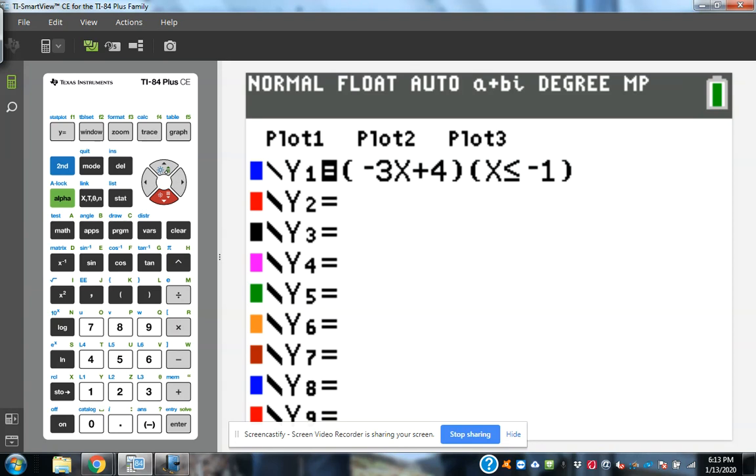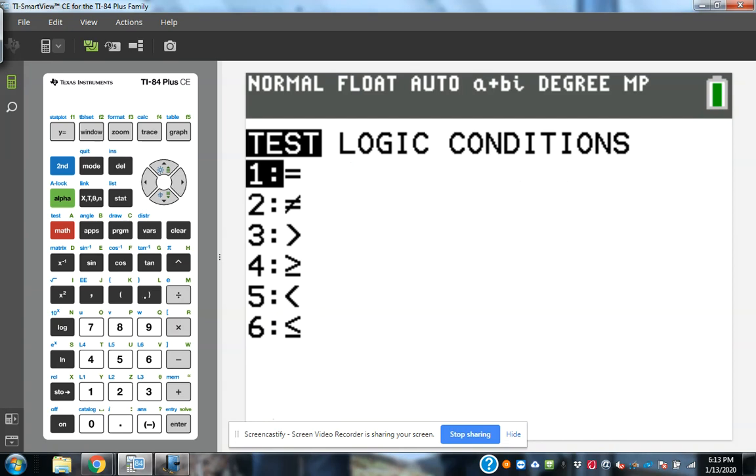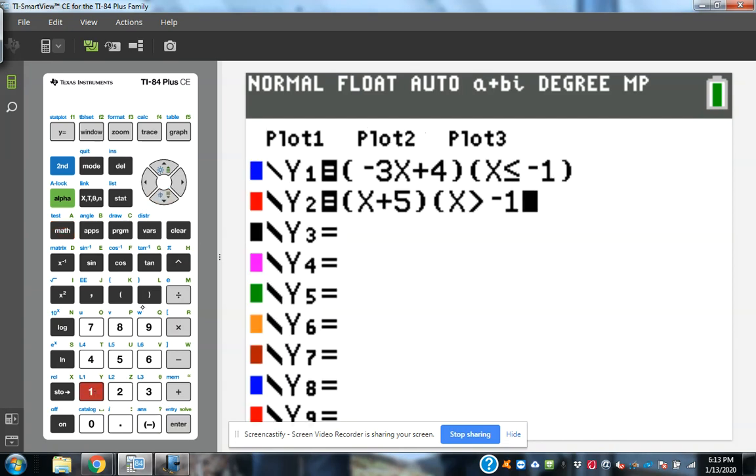I'm going to go ahead and type in the second piece, do the exact same thing, parentheses around the function. So parentheses, x plus 5, close parentheses, and open up another set of parentheses. And then we're going to put our inequality in there. It says x is greater than -1. So x, second math, greater than is the third option, -1. And then we're going to hit graph once we've done that.